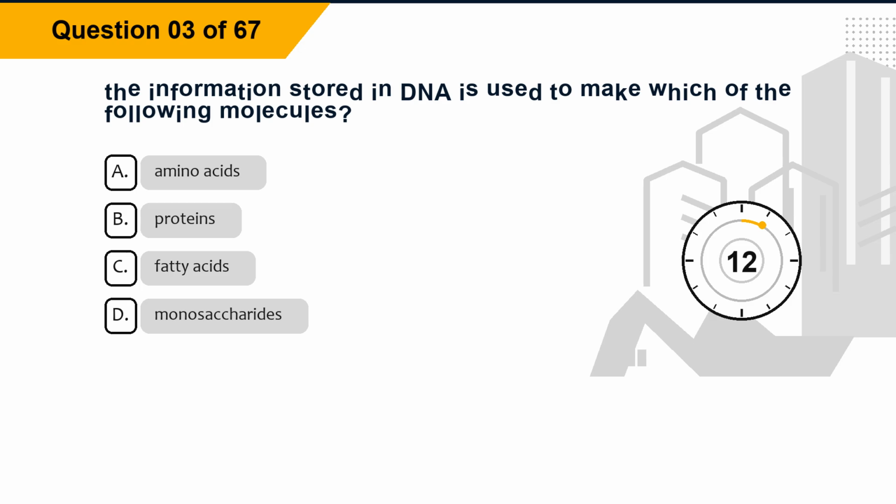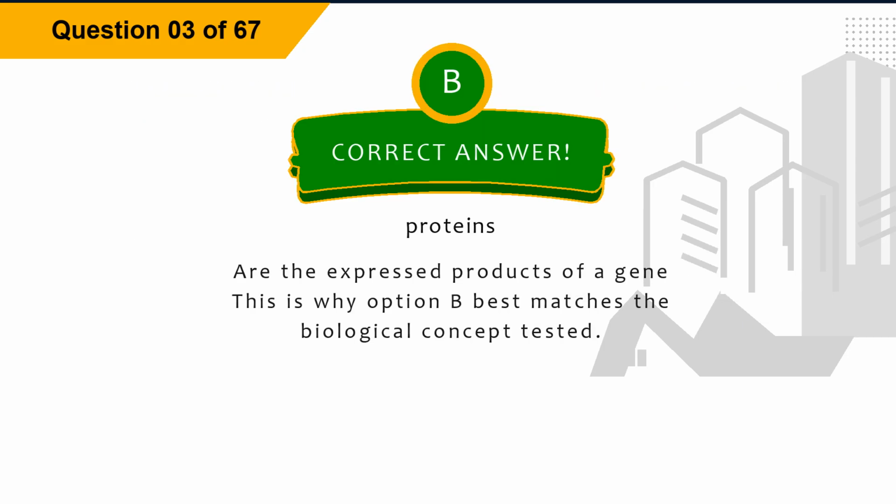Question 3. The information stored in DNA is used to make which of the following molecules? Option A, amino acids. Option B, proteins. Option C, fatty acids. Option D, monosaccharides. The correct answer is option B, proteins. Explanation. Proteins are the expressed products of a gene. This is why option B best matches the biological concept tested.